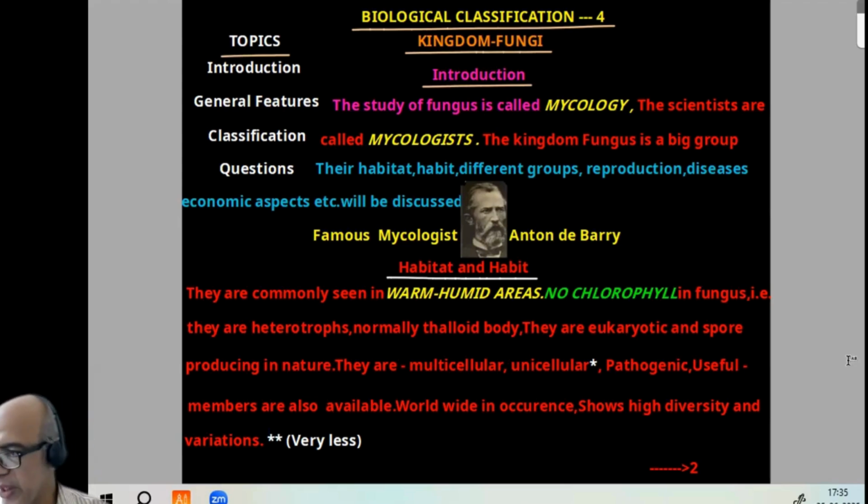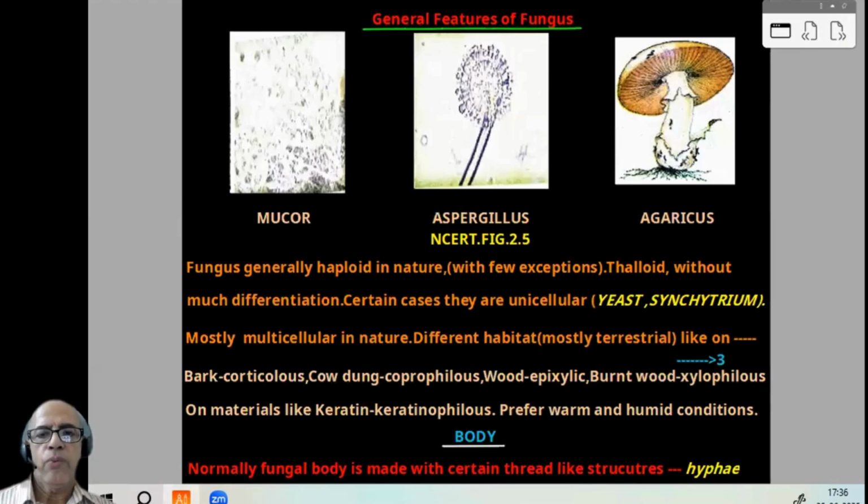I think the first page is clear, so we can proceed to the second page. At the top you can find 3 photographs from NCERT showing Mucor, Aspergillus, Agaricus, figure number 2.5 in NCERT. Now, fungus is generally haploid in nature, n. Again, some exceptions are there in certain conditions. Normally haploid, n. It is thalloid without much differentiation. In certain cases, they are unicellular only.